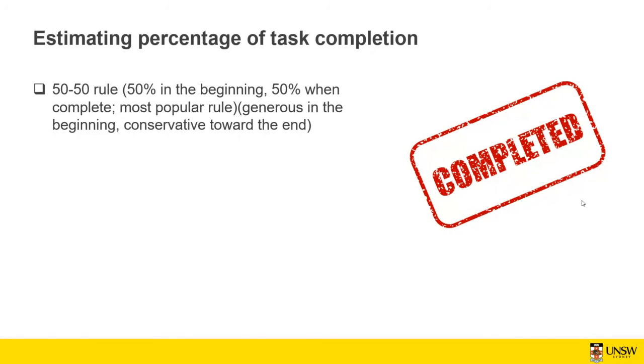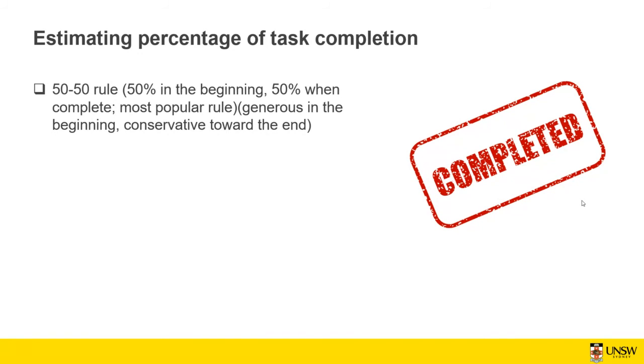So one thing you need to know in order to calculate the earned value is estimating the percentage of task completion. So how do you do that? We are talking about 2/3, 50%, 20%. So how do you do this kind of estimating of the percentage of task completion?